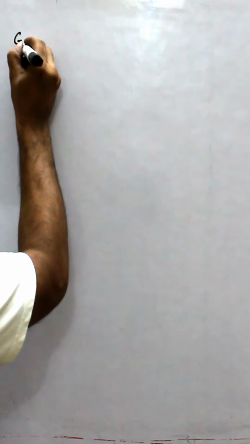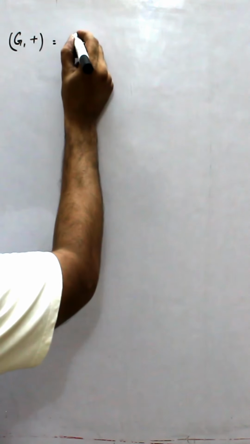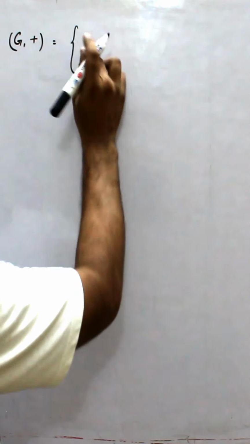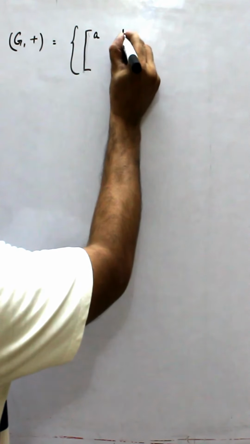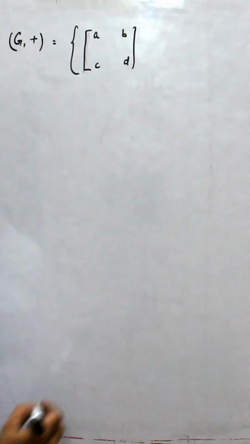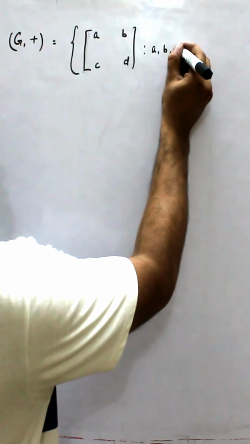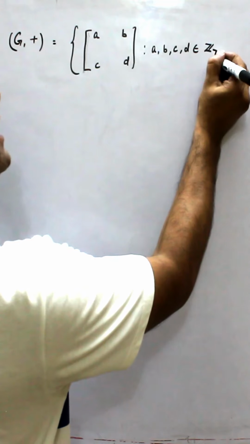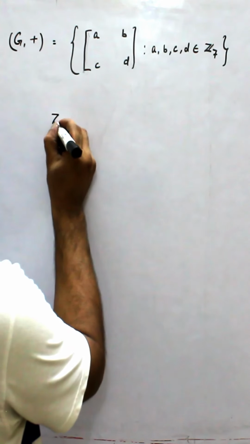Let G, with respect to addition as the binary operation, contain elements of the type 2 by 2 matrices with entries A, B, C, D, where A, B, C, D belong to Z7. Now what is Z7?